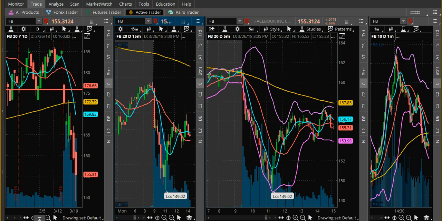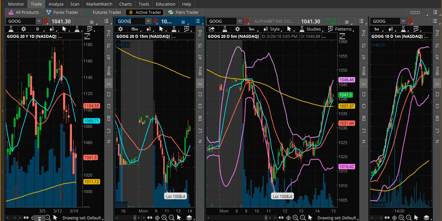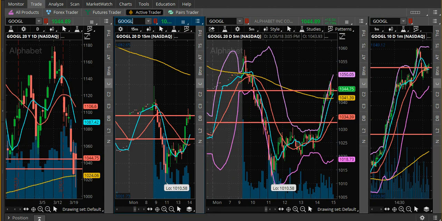So these are key things that you always want to look for whenever you're trading any type of chart: when are you going to get a reversal?